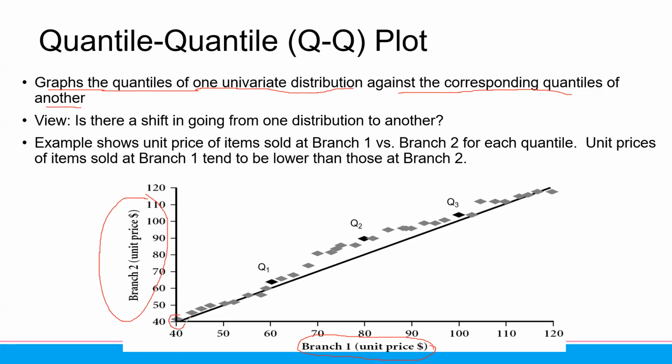Maybe for the first product, they have the same range of values, which is $40, but the maximum is a little bit different. Here the maximum is maybe about 105 for branch number 2, but for branch number 1, the maximum value is 120. So using this kind of plot, you can understand the variation between branch number 1 and branch number 2. You can plot the Q1, the median, and the Q2.